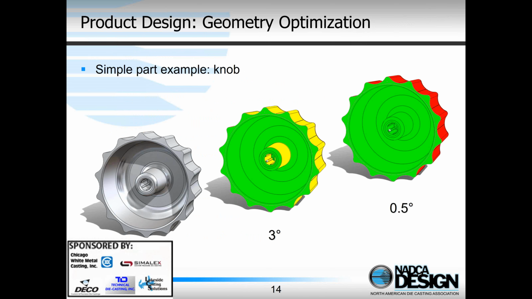So here's an example of a knob. In the middle there, we've done a draft analysis for a 3-degree draft, and the yellow surface shows where we have less than 3-degree draft. However, if we change the analysis to half-a-degree draft, then the yellow goes red, and we can say, yes, now we've got more than half-a-degree draft on those surfaces.